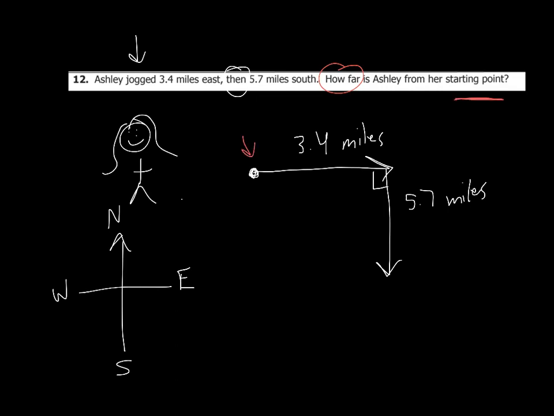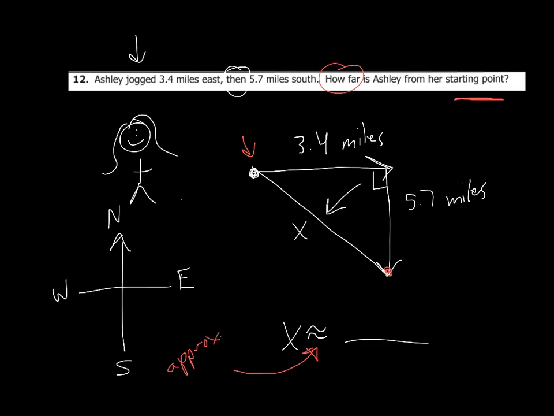Well, this was where she started from, and now she's right here. So I think we have to connect the dots. And it looks like we have a right triangle. There's the hypotenuse. You get the idea. Keep in mind this squiggly sign that I keep making means approximately, not exactly. How far away is she to the nearest tenth from her starting spot?